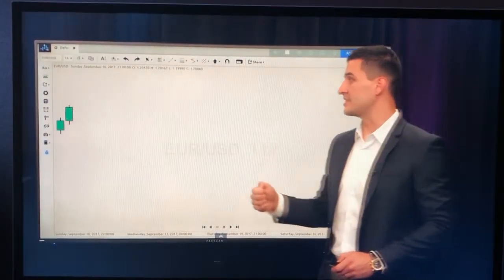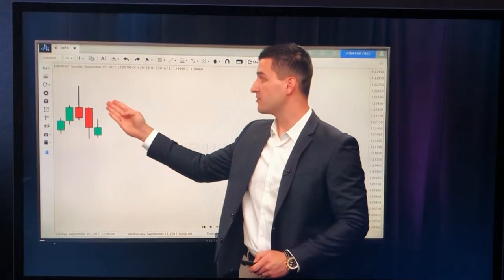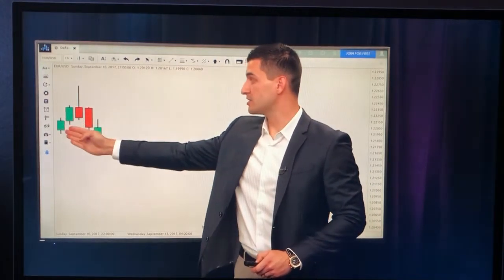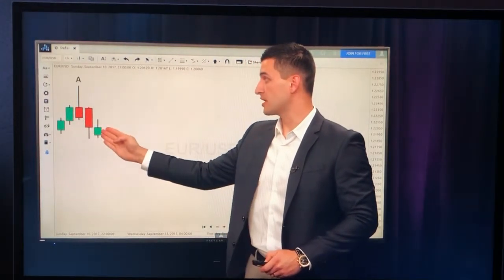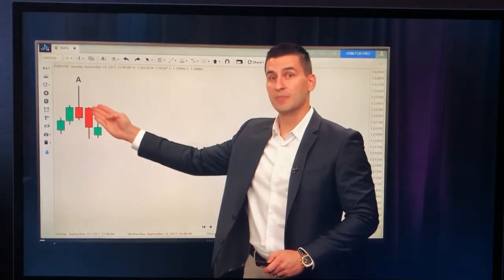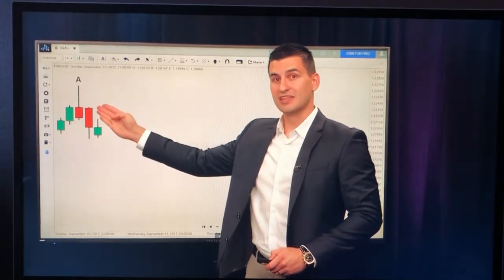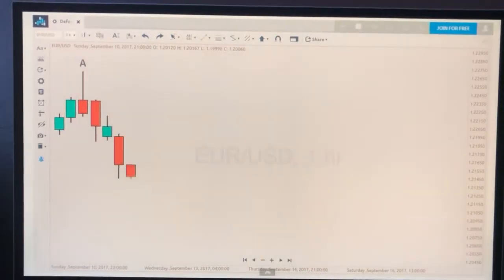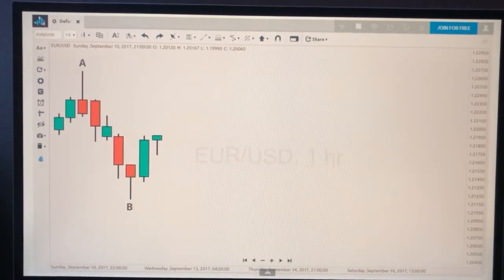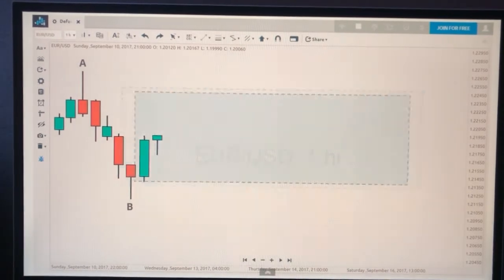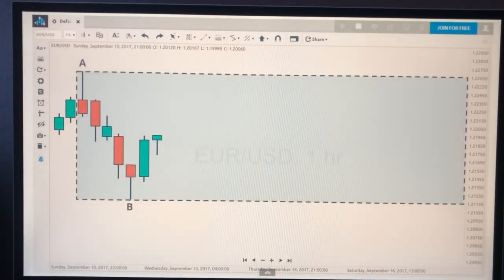First, you have the A, and the A is the very first high that forms with 2 candlesticks to the left and 2 candlesticks to the right, which are lower than the center wick high. Once your A is established, then the B is the very first low that forms after the A with 2 candlesticks to the right and 2 candlesticks to the left, which are higher than the center wick low. Now you have yourself a down AB boundary.